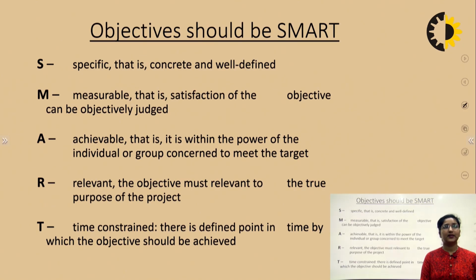Specific, that is concrete and well defined. Measurable, which is satisfaction of the objective, which can be objectively judged. Achievable, which is within the power of the individual or group connected to meet the target. Relevant, the objective must be relevant to the true purpose of the project. And time constraint, there is a defined point in time by which the objective should be achieved.